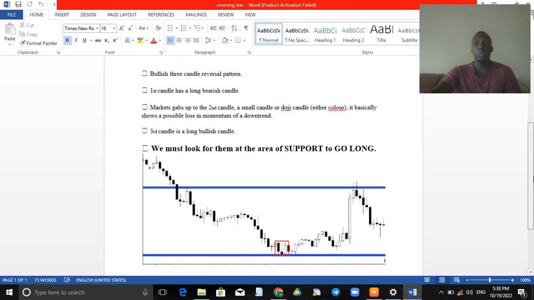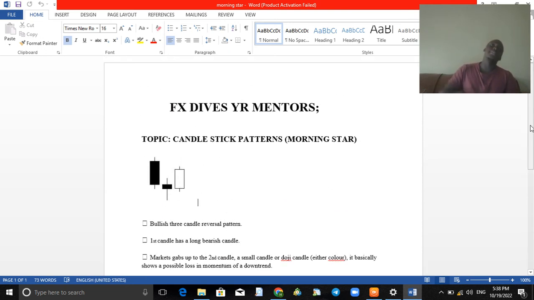So now we try to highlight for you these major candlestick patterns to use if you would like to be profitable in forex trading.